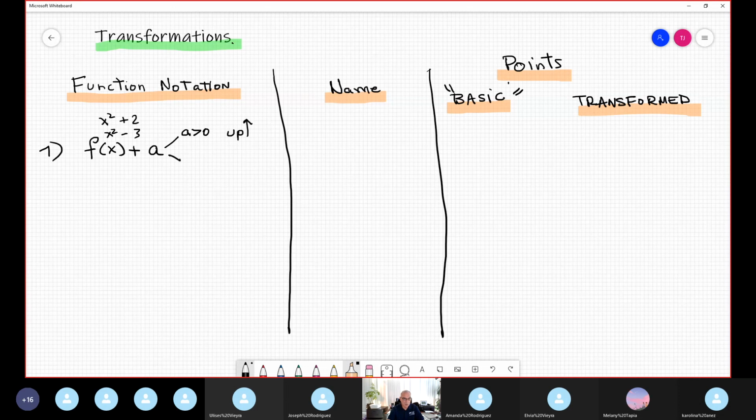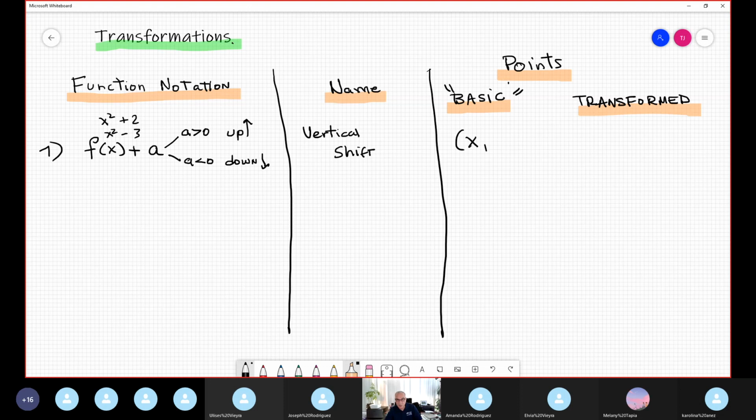And if a is negative, like in this example, negative 3, it's obvious that the function is going down. Okay, and the name of this is vertical shift. Because actually it's like a translation, but in the y direction, the vertical. So in the point, the thing is more clear, in my opinion.